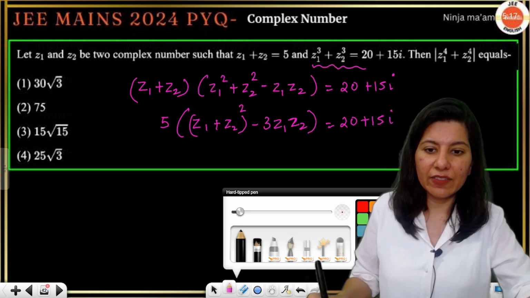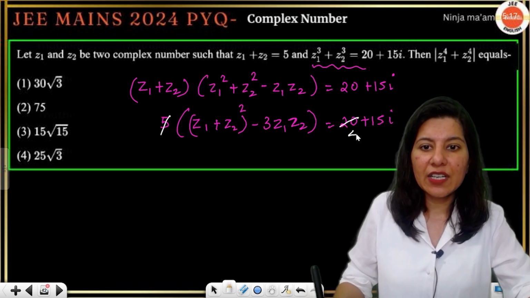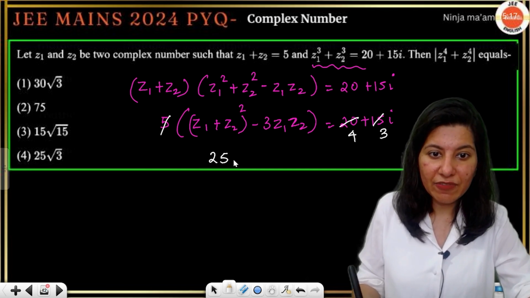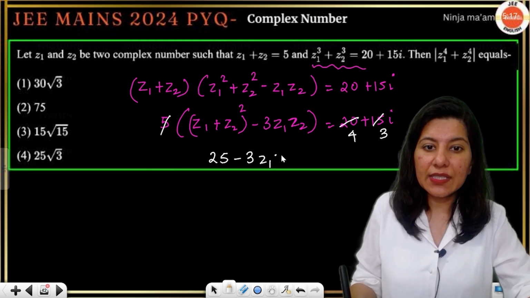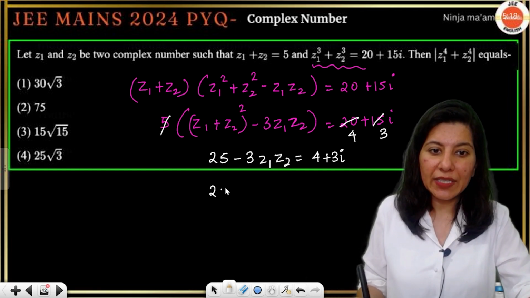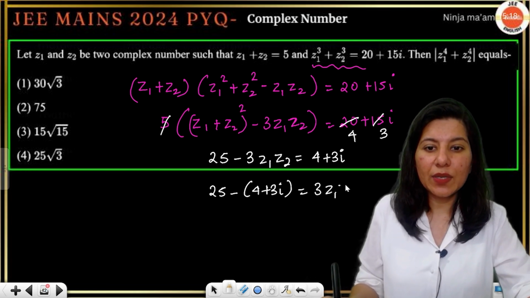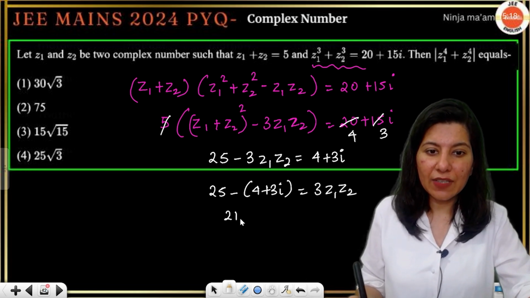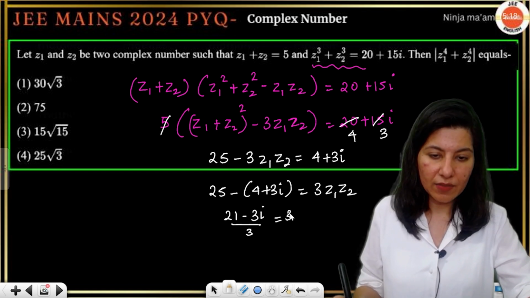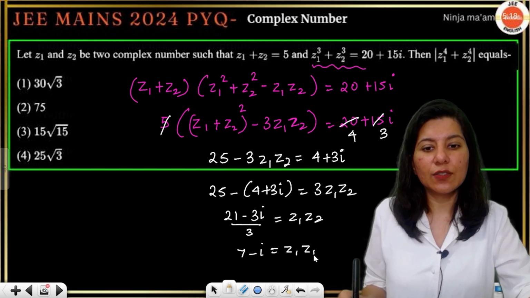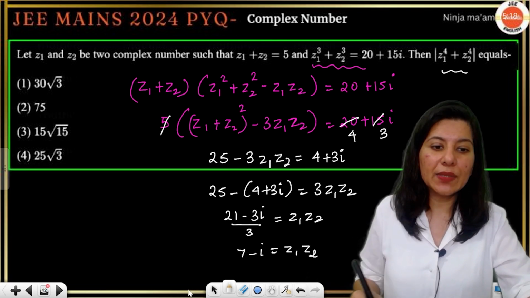Let's cancel 5. 5 ones are 5, 5 fours are 20, 5 threes are 15. So Z1 plus Z2 whole square, that is 25 minus 3 Z1 Z2 equals 4 plus 3 iota. So now 25 minus 4 plus 3 iota is equals to 3 Z1 Z2. So this is 21 minus 3 iota upon 3 is equals to Z1 Z2. 7 minus iota is Z1 Z2. Now what you are looking for is Z1 power 4 plus Z2 power 4.